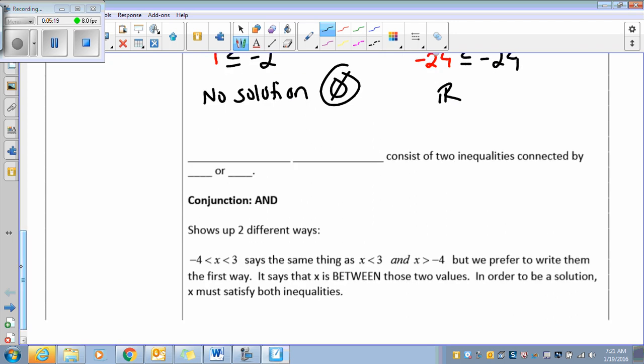Alright, so now we're going to get into compound inequalities. Compound inequalities consist of two inequalities connected by an and or an or.